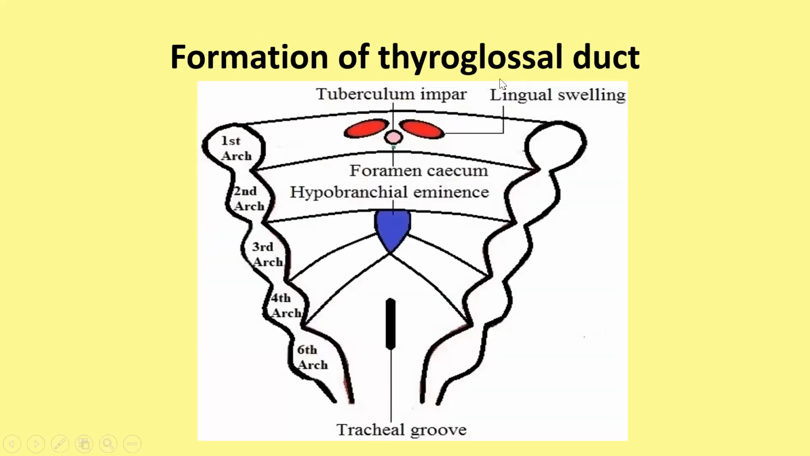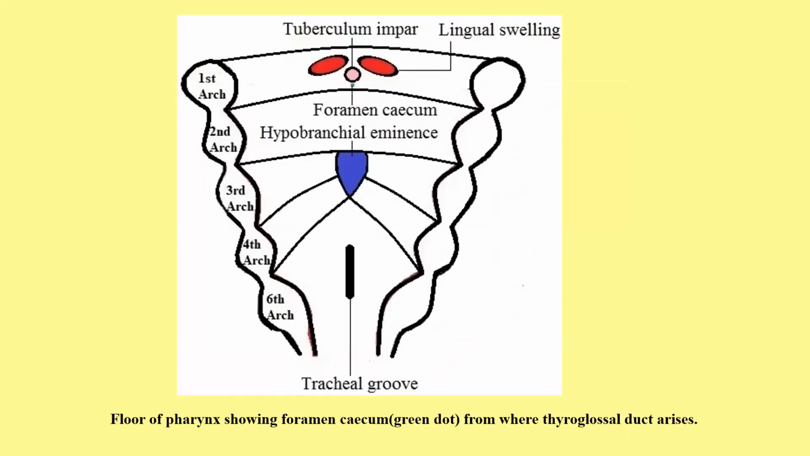We see here again, these are the arches, and the first arch, and this swelling is known as the tuberculum impar, and behind it, the foramen cecum represents the cranial end of the thyroglossal duct. Here endodermal thickening takes place where this green dot is, and then this thickening depresses to form a diverticulum, and that diverticulum is the thyroglossal duct. So the foramen cecum represents the cranial end of the thyroglossal duct. The thyroglossal duct arises from the foramen cecum.